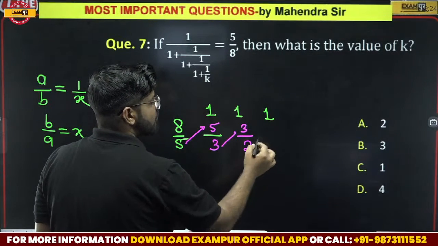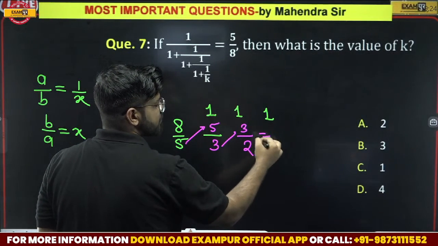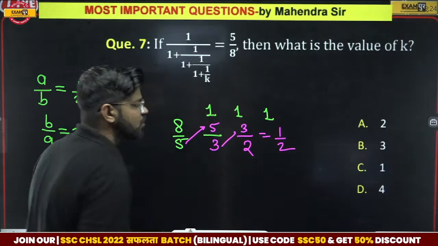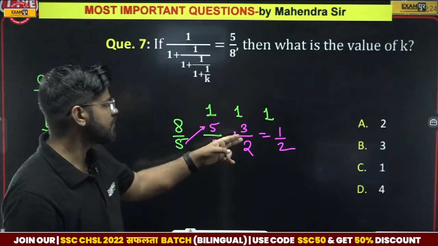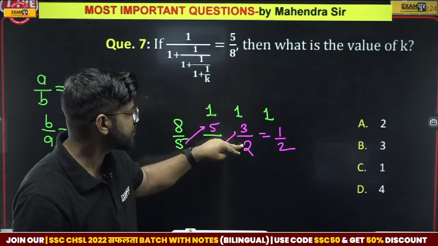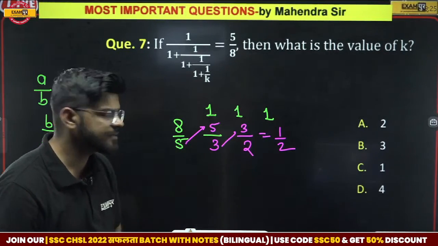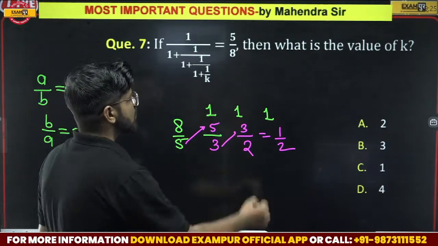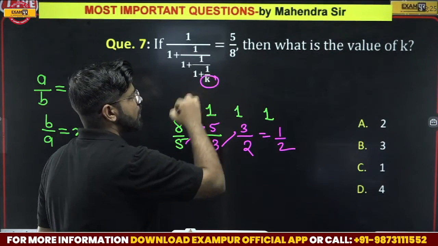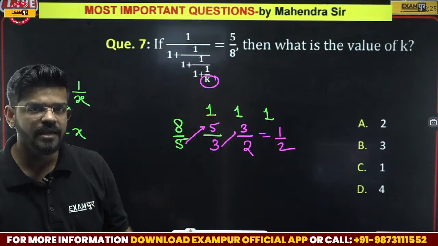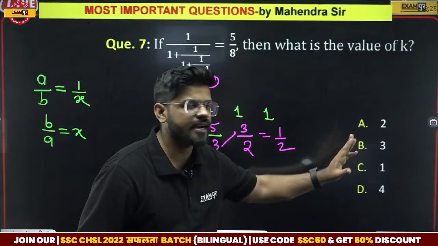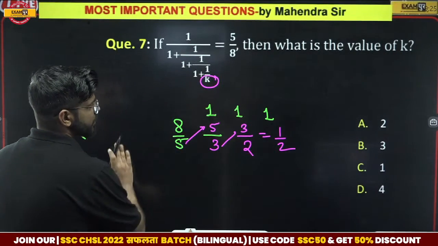And now finally what we have to do? Just find the difference of these two. What we get? 1 by 2. Just you have to find the difference of these two. That means 3 minus 2, that we will get here 1 by 2, okay? So now this 1 by 2 is nothing but the 1 by k. Finally we got the 1 by k here and the 2 is my right answer. So this is one thing to do here.